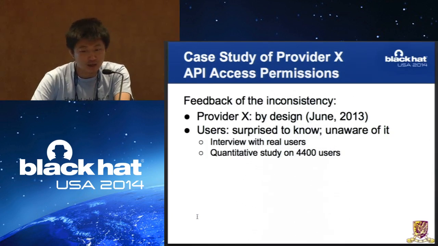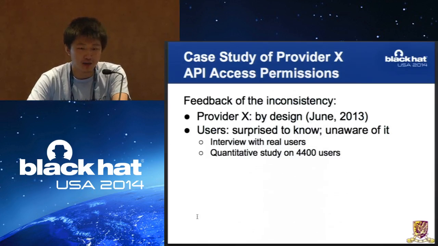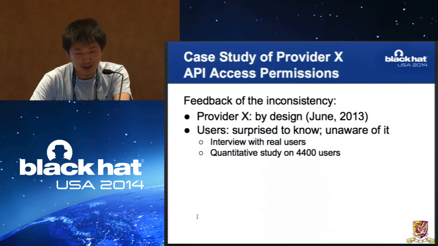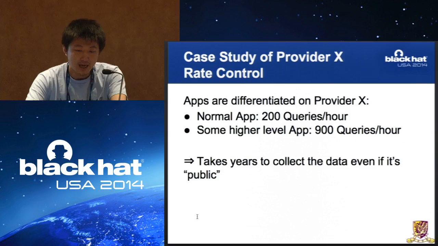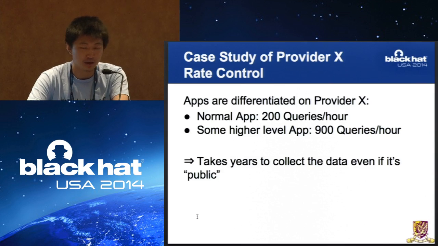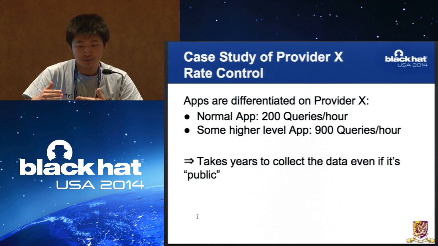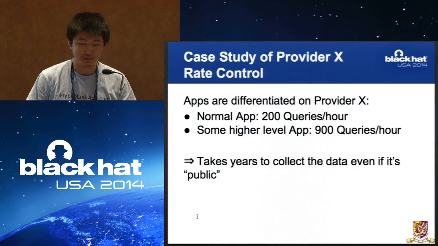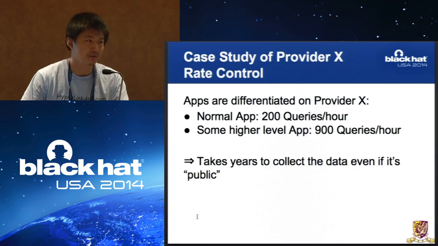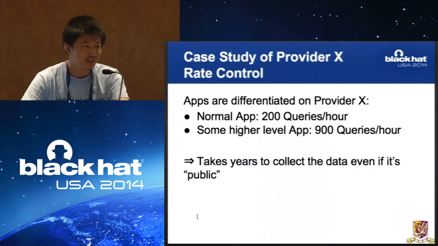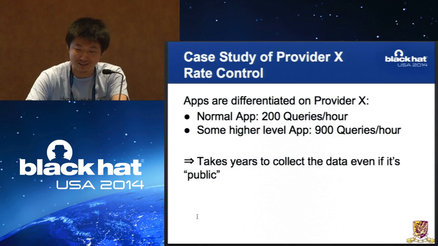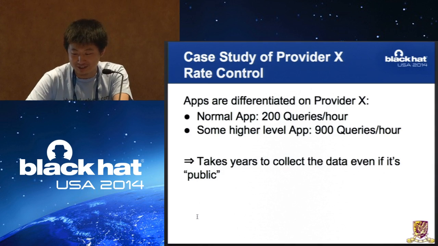So you know this already results in some leak of private data, but the problem is how fast you can leak it, right? Normally an app only has 200 queries per hour. This is the rate control, and some higher-level apps only have 900 queries per hour. So if you do the math, you will find that it takes years to collect the data of the whole social network. So the provider thinks this is no big deal: even if you can get it, it takes years.